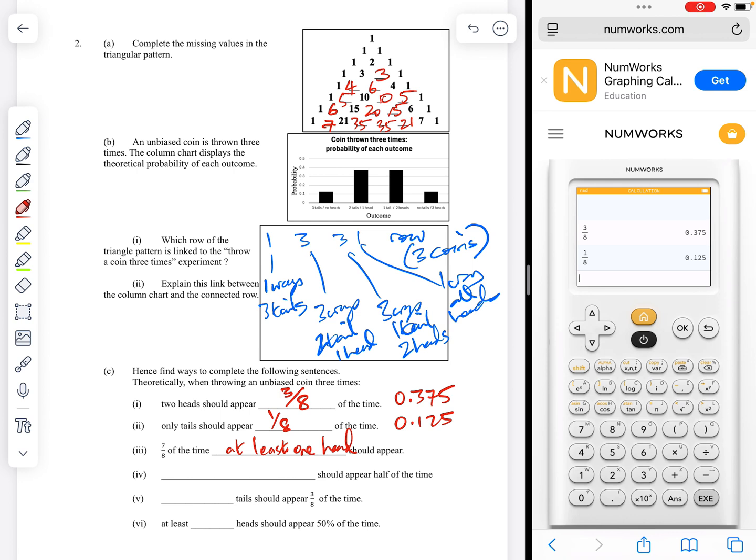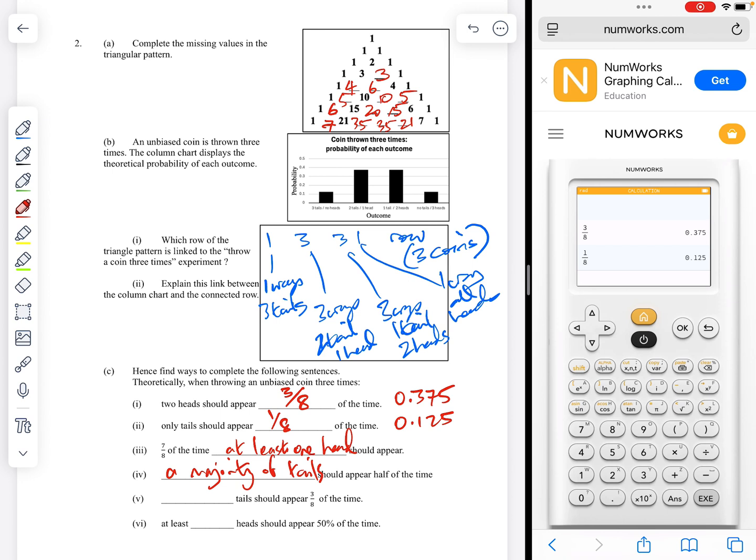Part 4. Something should appear half of the time. So half of the time could be this. That's 4 ways out of 8. This is 4 ways out of 8. Let's go this time with this left-hand side. This left-hand side. So that's 2 tails or 3 tails. So a majority of tails should appear half of the time.